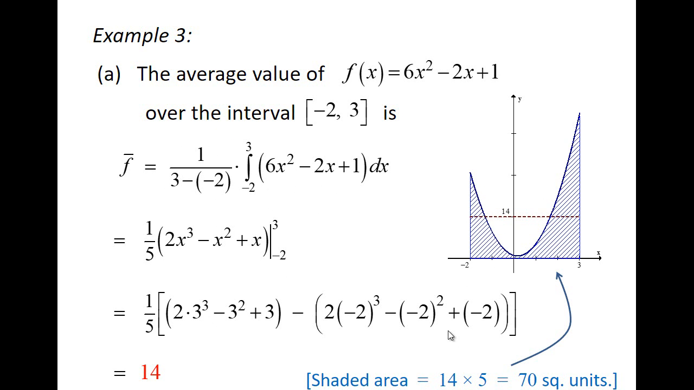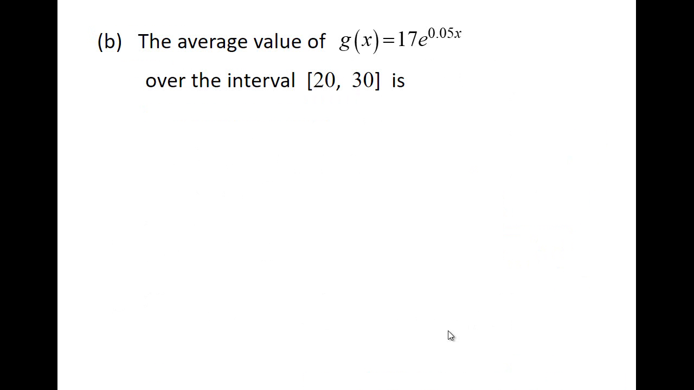All right, so another example. So g of x is 17 e to the 0.05x. We want to find the average of that from 20 to 30. So the g bar, or the average of g, is 1 over 30 minus 20 times the integral from 20 to 30, 17 times e to the 0.05x dx.